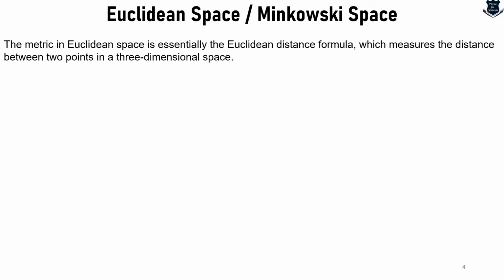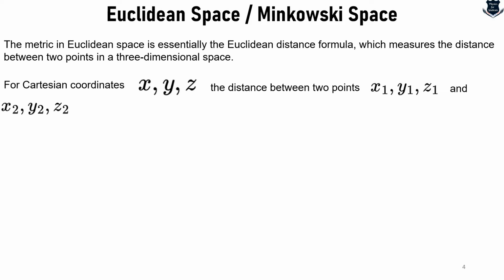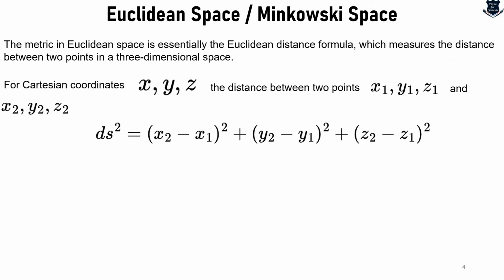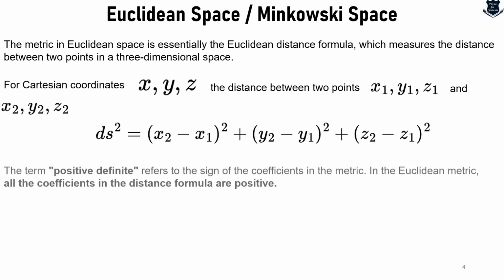Another thing which is very important to note is that the metric in Euclidean space is essentially nothing but the Euclidean distance formula, which measures the distance between two points. Let us see an example. If we take the Cartesian coordinates x, y, and z, and the two points are x1, y1, z1 and x2, y2, z2, then in the case of Euclidean space it would be x2 minus x1, y2 minus y1, and z2 minus z1. All of them will be squared.